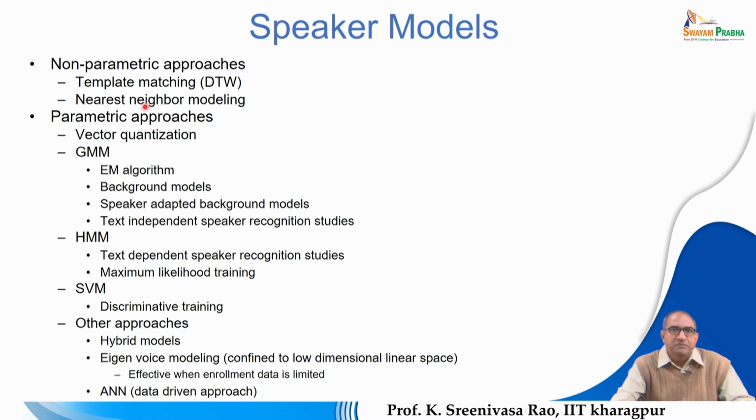And for building the speaker models, as we have seen, there are non-parametric and parametric approaches. Among non-parametric approaches we have seen DTW, which is template matching, and the other one is nearest neighbor. Using these we can carry out speaker verification or recognition. Coming to parametric approaches, there are many, like vector quantization, GMM, HMMs, and support vector machines, and even hybrid approaches. That means multiple combinations of these approaches can be used for building the speaker models.